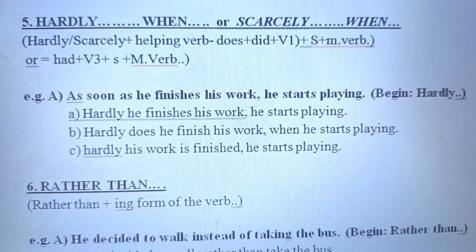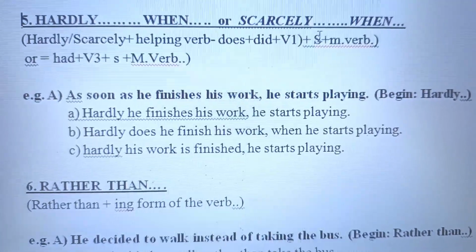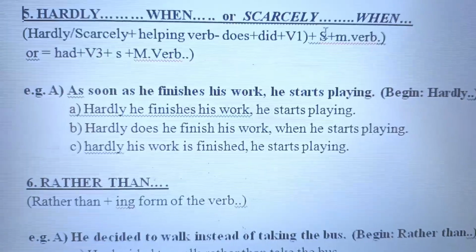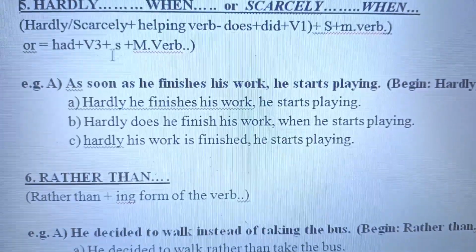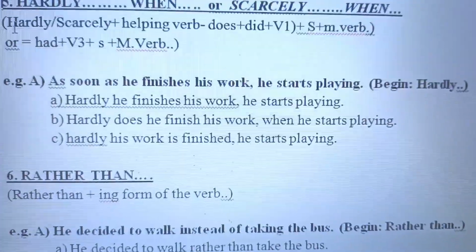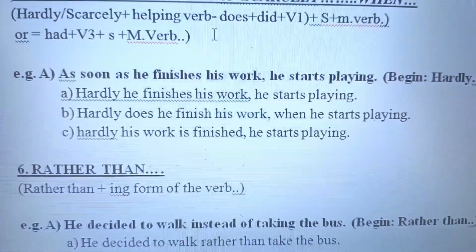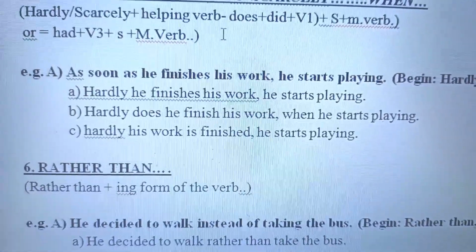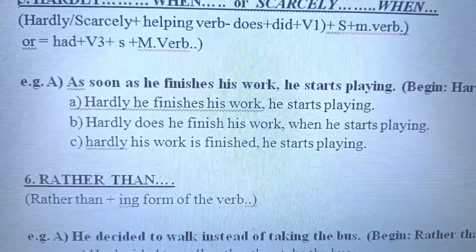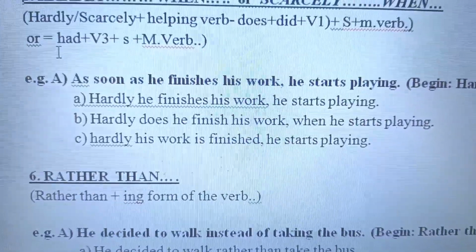Next, we'll see about hardly when or scarcely when. So these two words go together. Hardly when, scarcely when. So here the clue is to find hardly or scarcely, then a helping verb should be there, either does, did, then first form of the verb will be used, then subject, then main verb, or hardly, then had helping verb will be there, or third form of the verb.